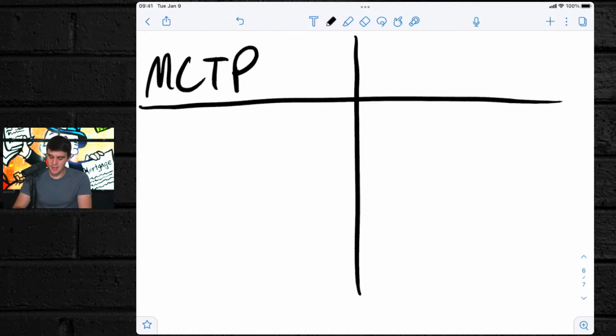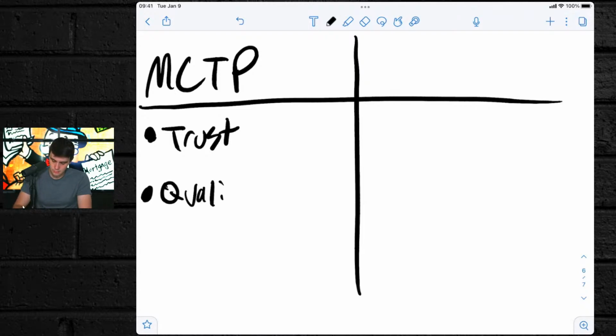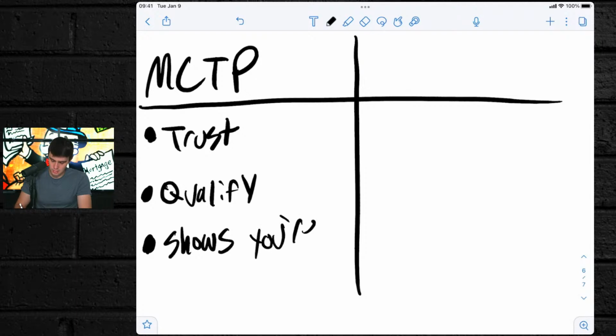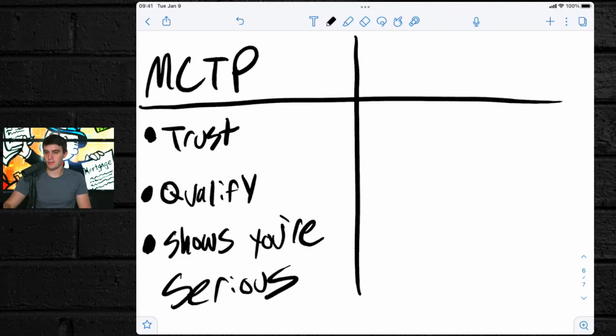MCTP, the point of MCTP is, first of all, it builds trust because you actually sound like you know what you're doing, right? It builds trust. You qualify while talking to the seller. Number one, it shows you're serious. This is why everybody in wholesaling real estate should do the MCTP method. I tell everybody, okay? So I think you guys should understand that in wholesaling real estate, you're going to build trust, qualify your sellers, and show you're serious.